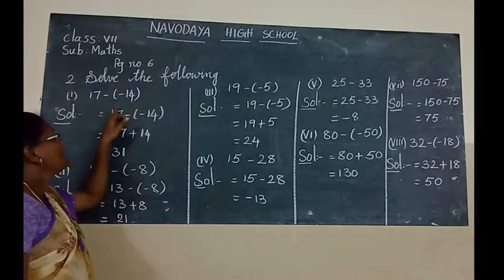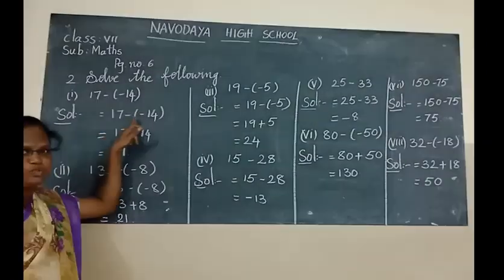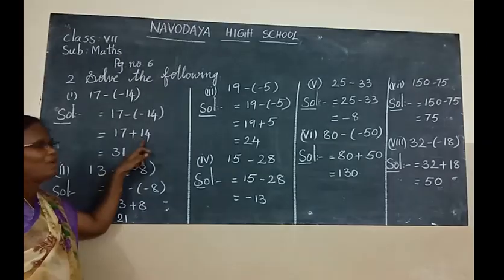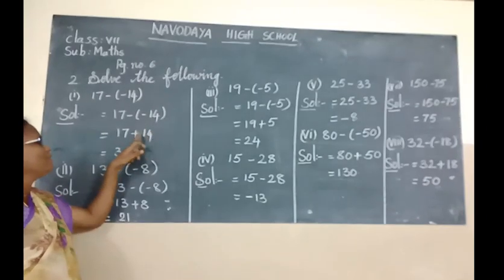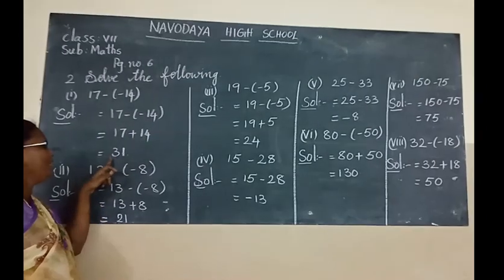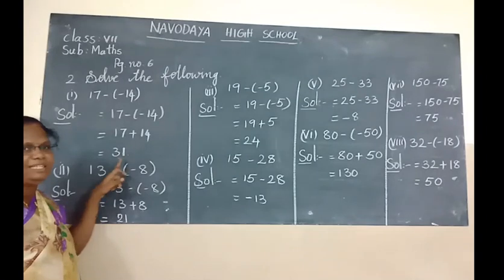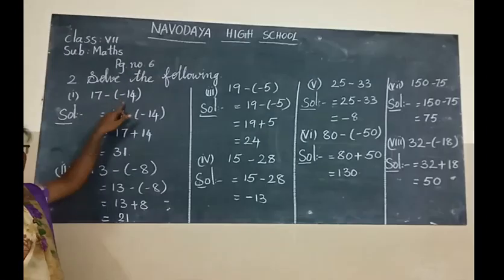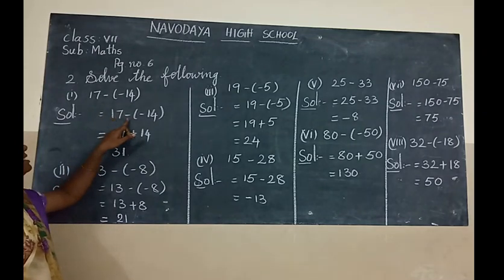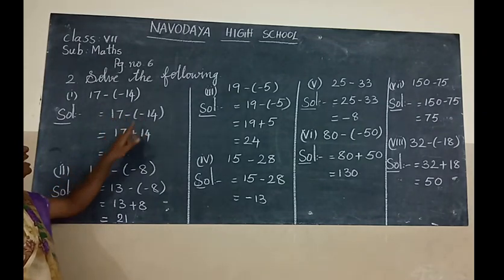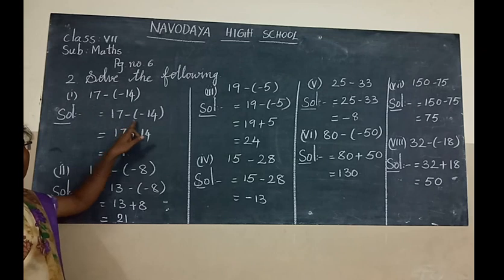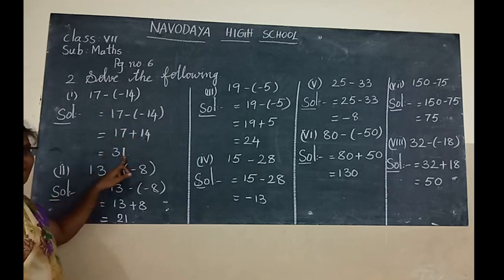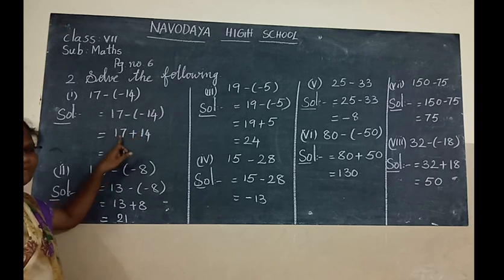Minus into minus plus. 17 plus 14. 7 plus 4, 11. 1 carry. 1 plus 1, 2. 2 plus 1, 3. 17 plus 14 is equal to 31. Once again listen. 17 minus of minus 14. Minus into minus plus. The product of two negative integers is a positive integer. 7 plus 4, 11. 1 carry. 1 plus 1, 2. 2 plus 1, 3.